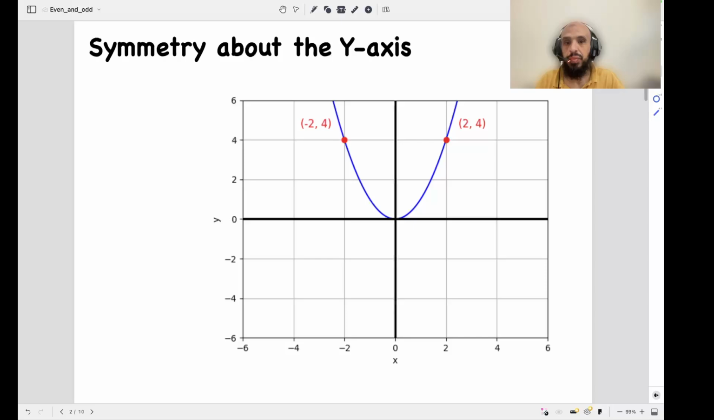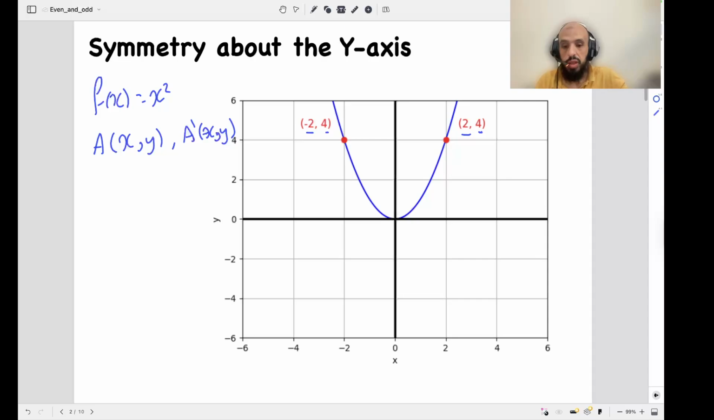A symmetry about the y-axis is when a graph like this is split in two halves by the y-axis. We see that the curve of this function, f of x equals x squared, is split in half by the y-axis, and we notice that the two points negative 2, 4 and 2, 4 lie on the same graph. So if we have a point A whose coordinates are x and y and another point A prime whose coordinates are negative x and y, these two points will lie on the same graph. In that case, we call that the curve is symmetric about the y-axis.